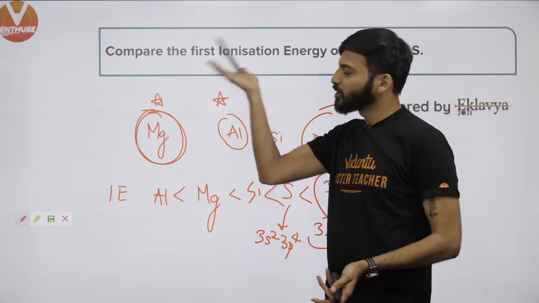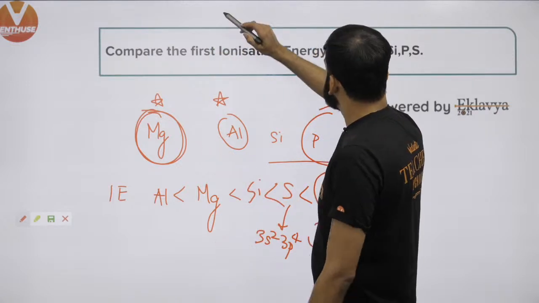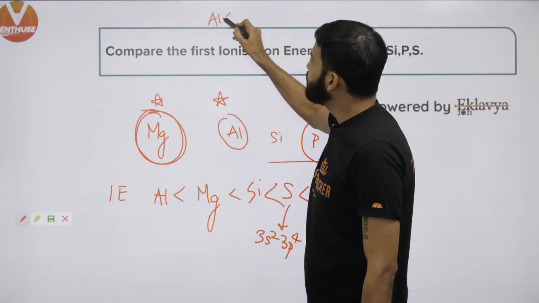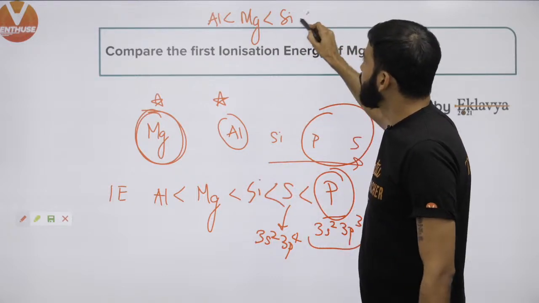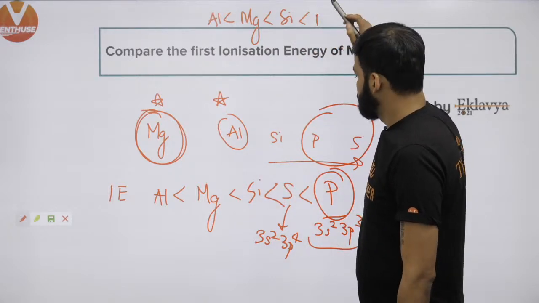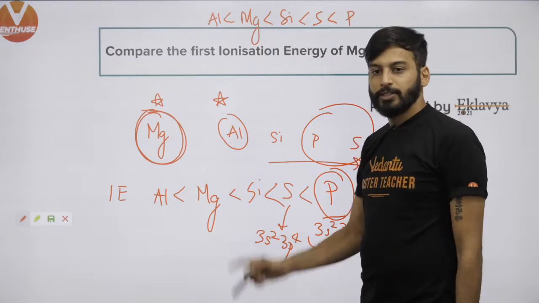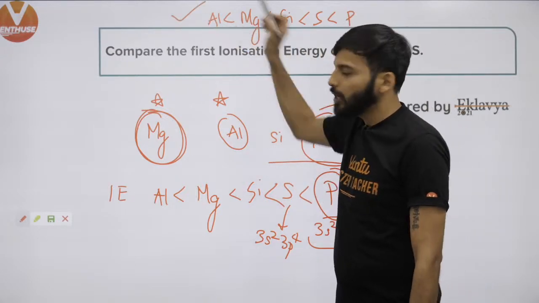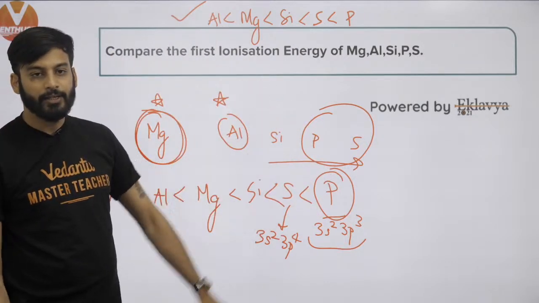Do let me know. So the correct answer is simple. That should have been the option I am telling here. Aluminium, then magnesium, then silicon, then sulfur, and then phosphorus. Cool. This should be the right answer. I'm pretty sure if you have marked this correctly, this would be the answer.